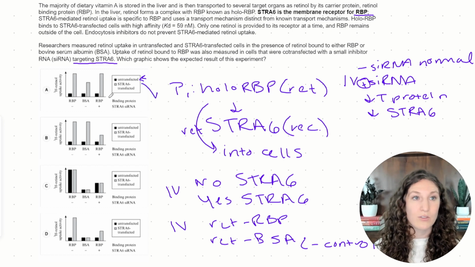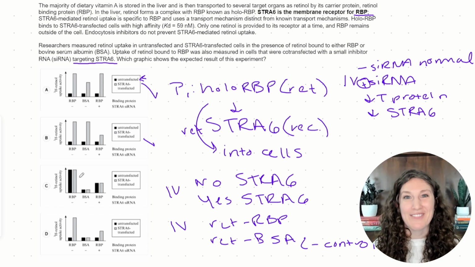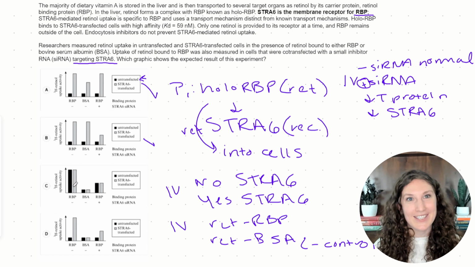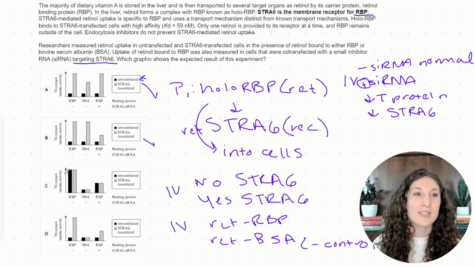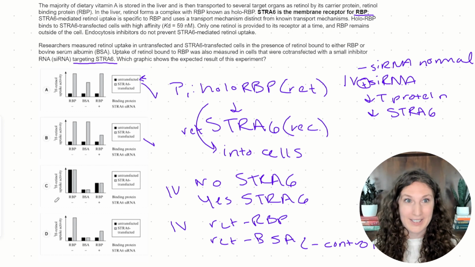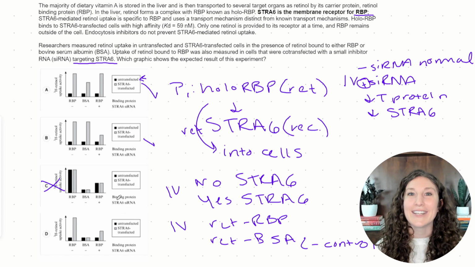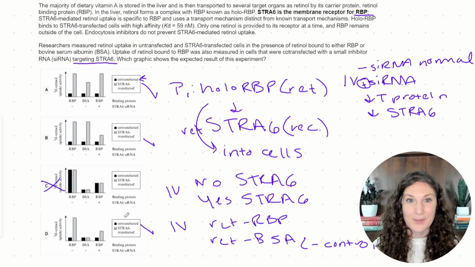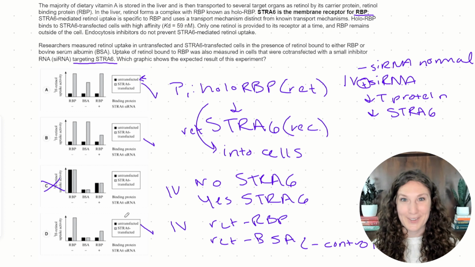We have those low levels for the black bar. B looks good, low levels for the black bar. Ooh, C. C says it doesn't matter if we have the receptor, which doesn't make much sense, because how else would we get our retinol into the cells? That's out of scope, right? This would say that the receptor doesn't matter, which we know it does because they told us in the passage it does. So let's go ahead and eliminate C. And now we're left with D, which also has low levels for untransfected. So that was a relatively straightforward decision. We weren't expecting to get all the way to the right answer with that one, but we've at least eliminated one answer.